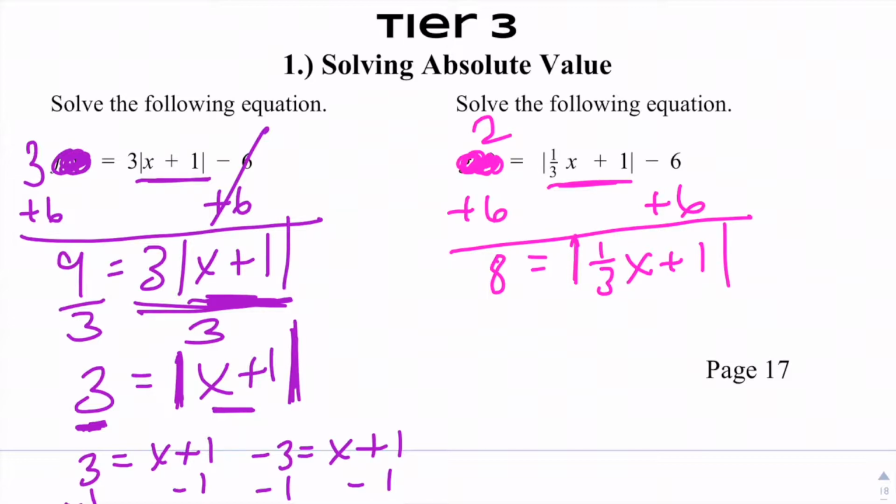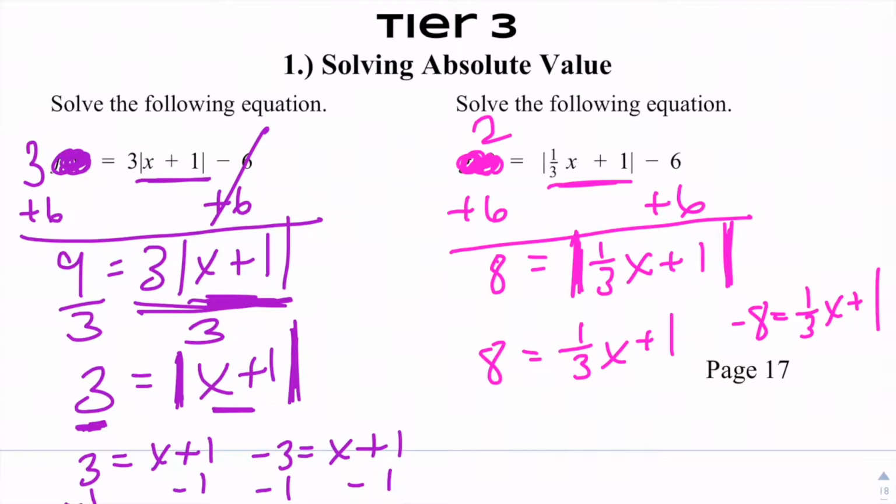And now that I have the absolute value expression completely by itself, I set it equal to both the positive and the negative version of that equation, of what's inside the absolute value expression. So I'm going to subtract 1 from both sides. It's going to give me 7 equals 1/3 x.